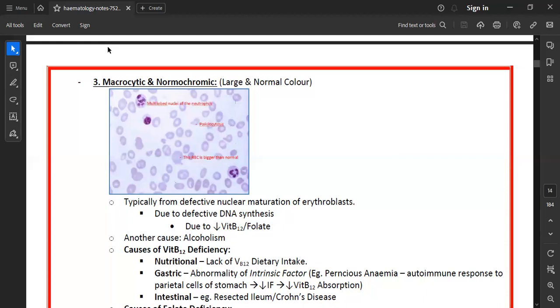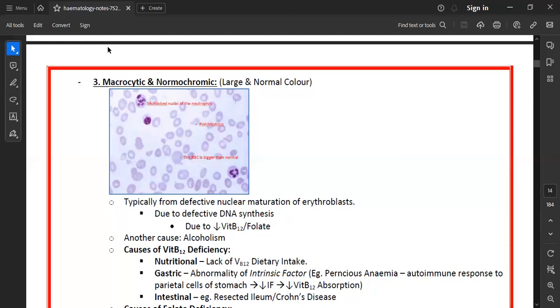Intestinal issues, like having your ileum resected or having Crohn's disease, of course, will affect the ability of your intestines to absorb some of these nutrients, and that can lead to a problem. Another one worth mentioning is the parasite called Diphyllobothrium latum. That one steals your vitamin B12.